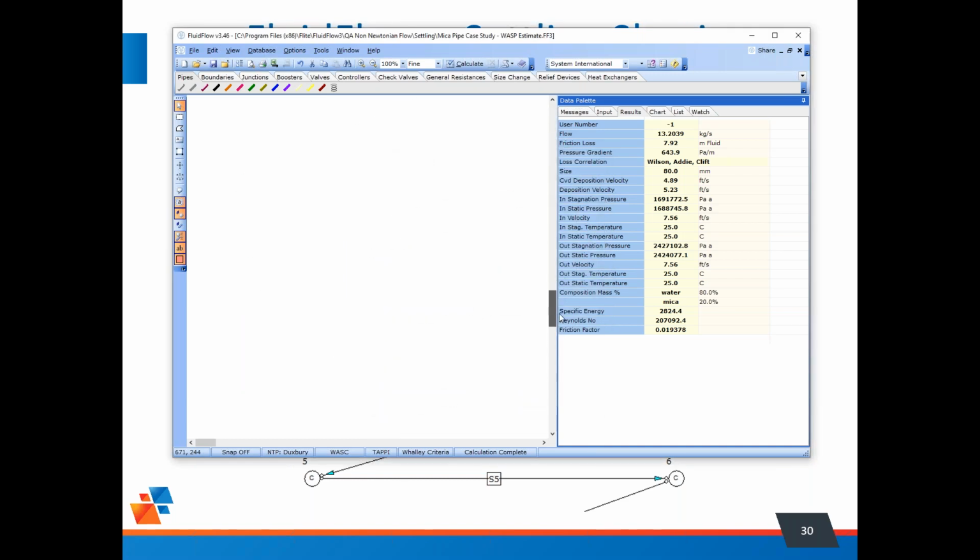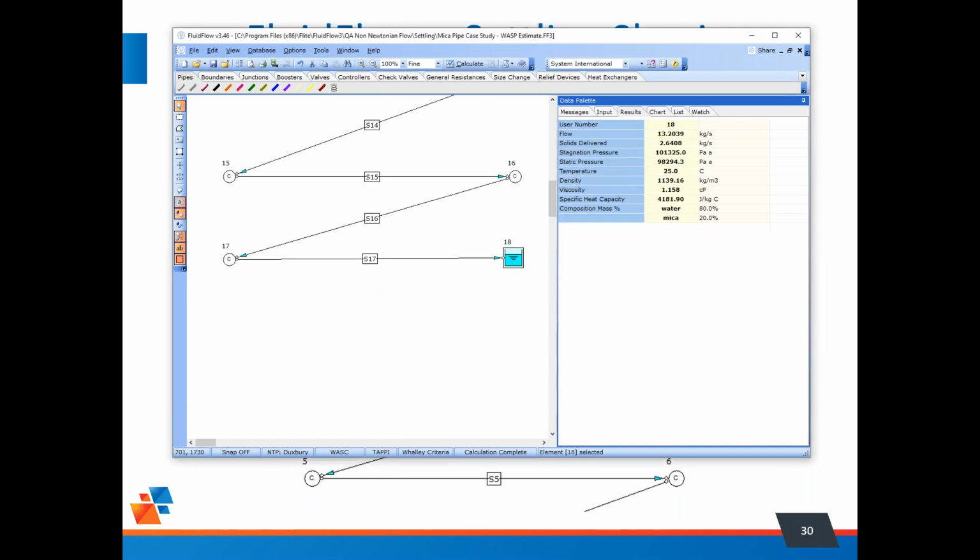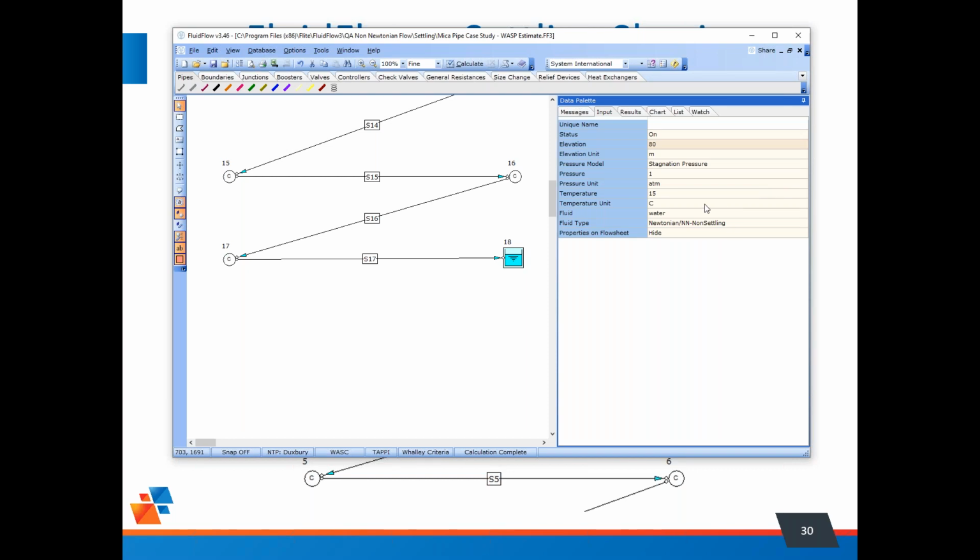Okay, let's select now the output, the outlet here. So here's the solids delivered, 2.64 kilograms per second on this node, on this pressure node.